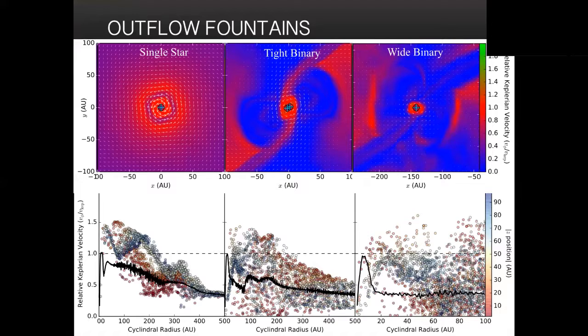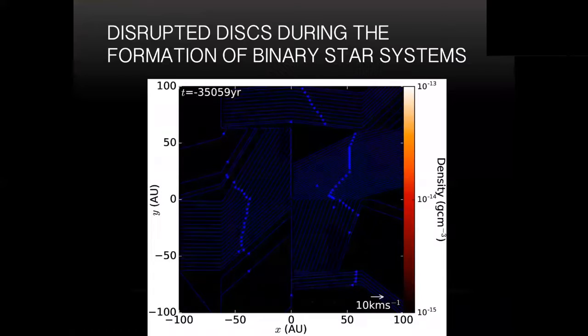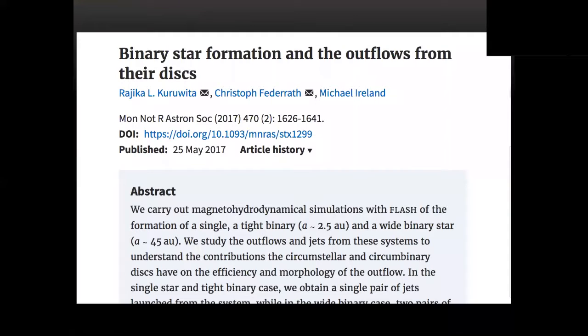That's also showing material being pulled out in gap flows and then falling back into the disk, coming in along the midplane. That's nice in the single star case, but the tight and wide binary cases, because they're not rotationally symmetric, are a lot messier. I'll continue. If you want to know more details, you can look at my paper which came out in May.